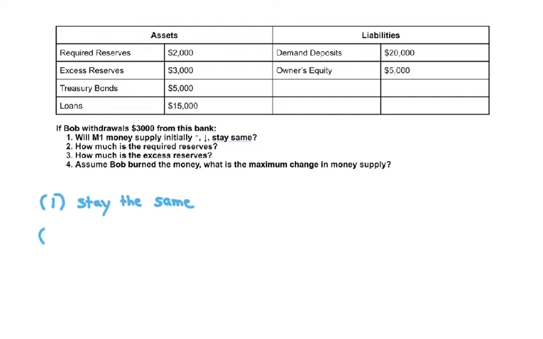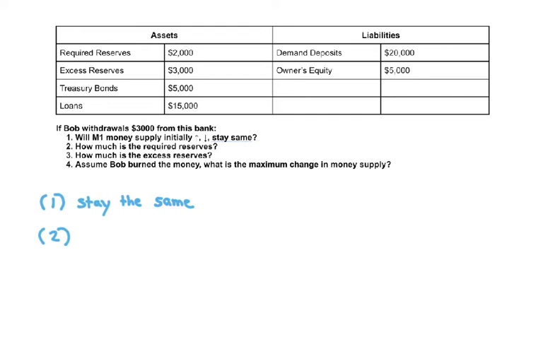All right, now number 2 says how much is the required reserves? I apologize for the way that question's worded, because it makes you think that, well, duh, it's $2,000. I can read a chart. What I meant was how much is the required reserves after the withdrawal. Hopefully that came through. But so, little trickier than with a deposit, okay?